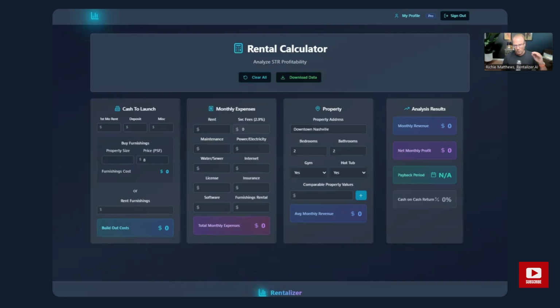Today's are the numbers. In one of my students' deals, there's a Canadian. He's doing it in Nashville. He's actually doing it in San Antonio. He's scaling like mad in this country. And this is how we do the numbers together.